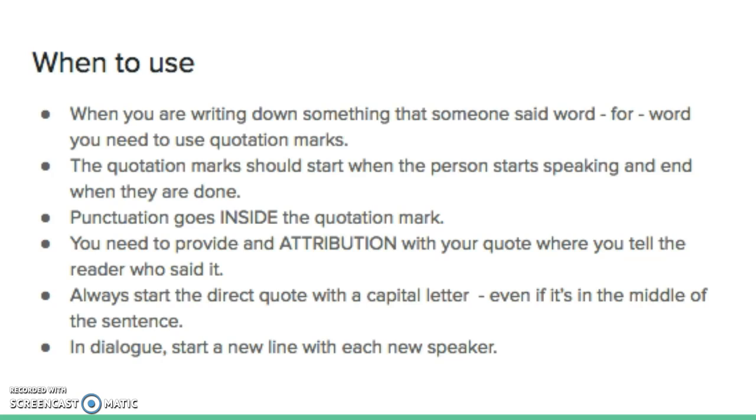You also need to provide attribution with your quote. That means you tell your reader who said it. So this could go 2 ways. If you're writing a fictional story, you need to let your readers know who's saying what so they don't get confused. If you are writing a news story and you're reporting something that someone said, you definitely want to attribute who said it with first and last name. Whereas with a fictional story, you could be a little less formal and just use the character's first name.